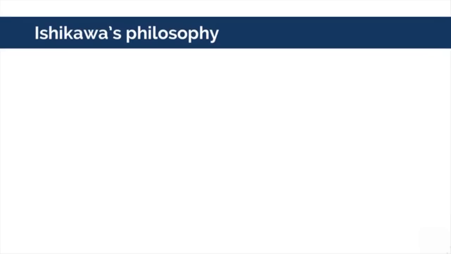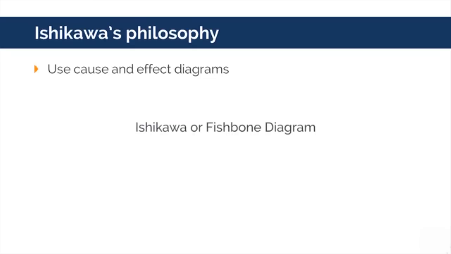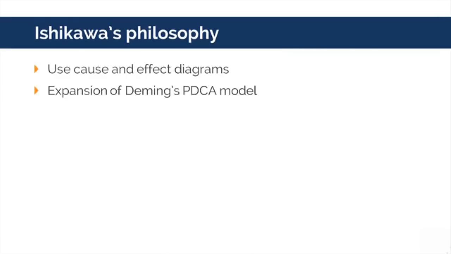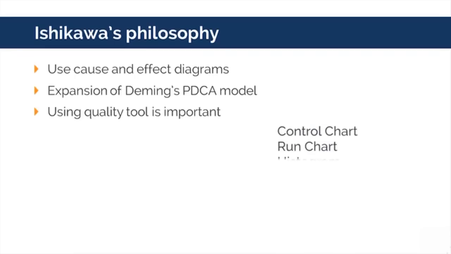First, he suggested the use of cause and effect diagrams to systematically list all the causes that can be attributed to an effect. These are sometimes called Ishikawa or fishbone diagrams. Second, he was the man behind the expansion of Deming's plan, do, check, act model. And last, he emphasized the use of quality tools such as the control chart, run chart, histogram, scatter diagram, Pareto chart, and flow chart.